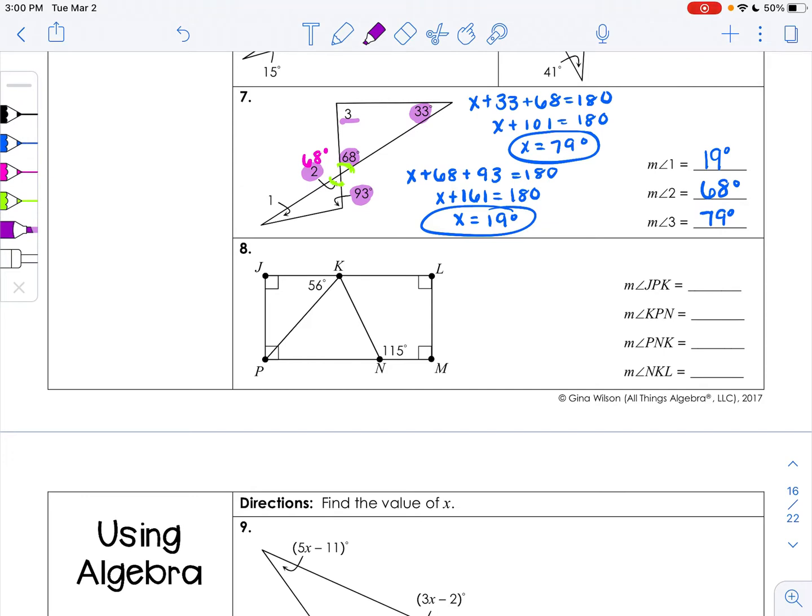Go ahead and highlight number 8. Number 8, you have a different shape, but using that same knowledge, finding those 4 angle measures. So using what you know about supplementary, complementary, vertical, and adjacent angles.